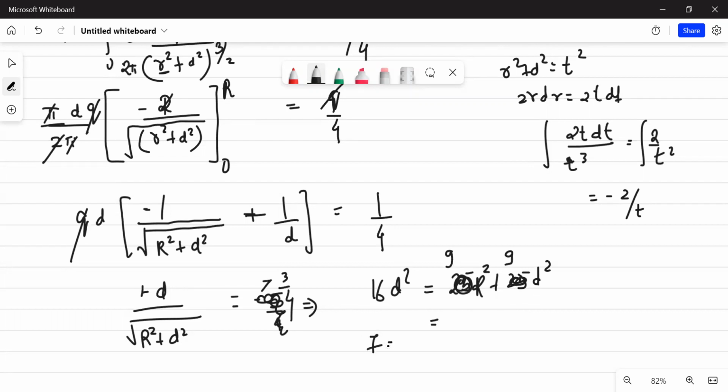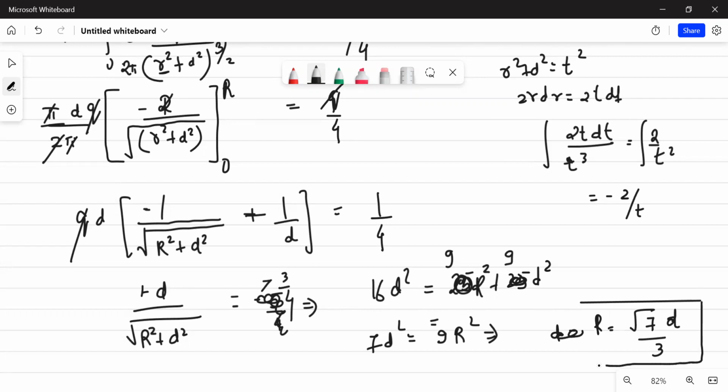So 9d square, so this will give me 7d square is equal to 9r square, or in other words, I can write r would be equal to root over 7d upon. So this is your answer.